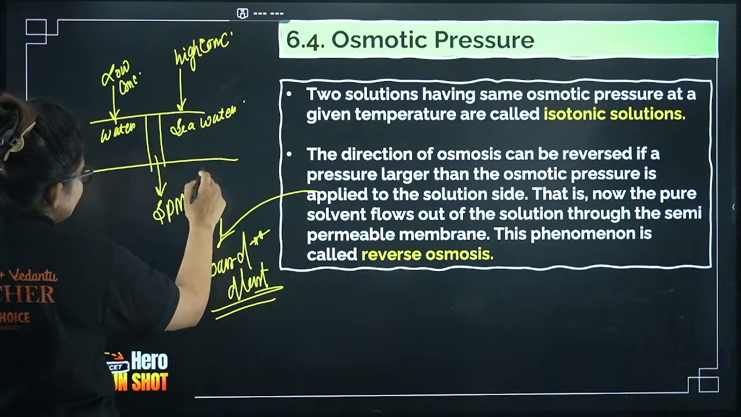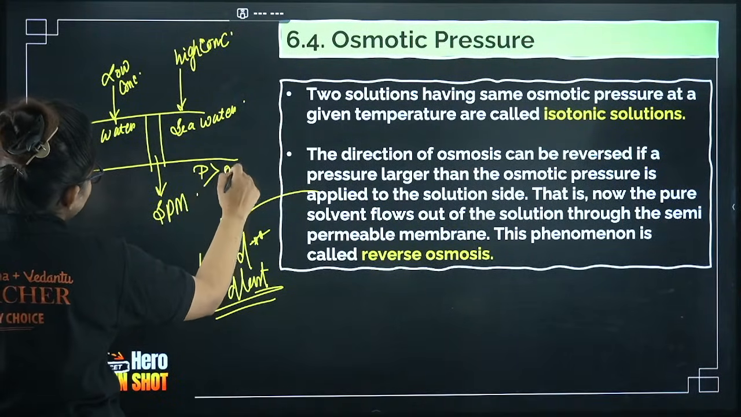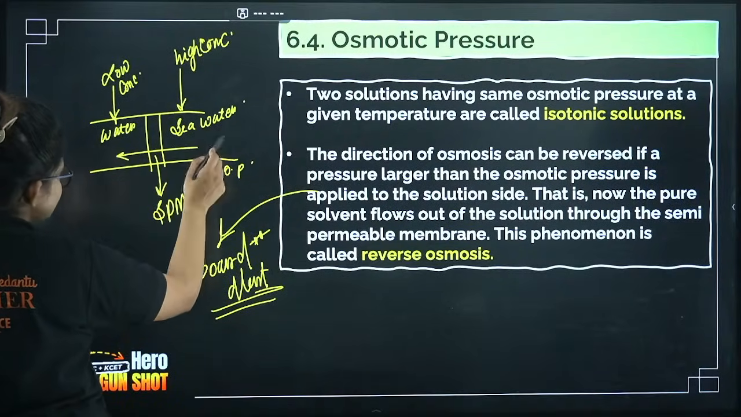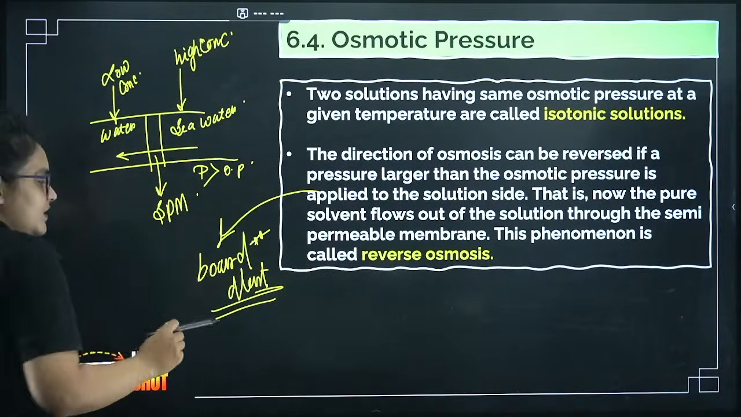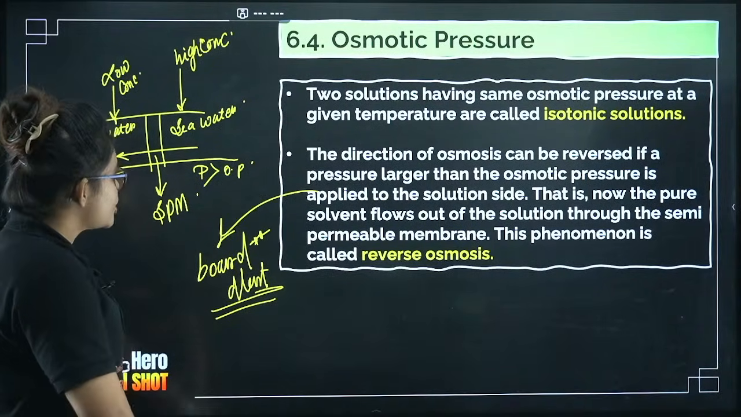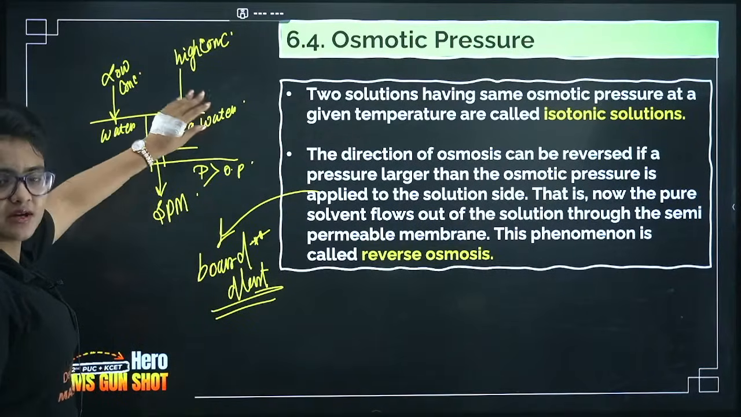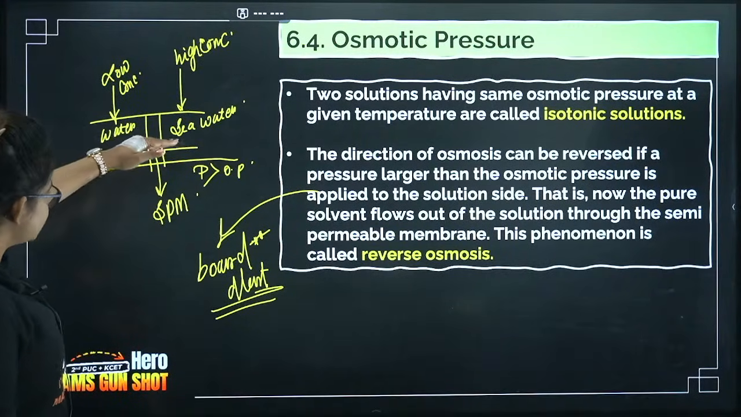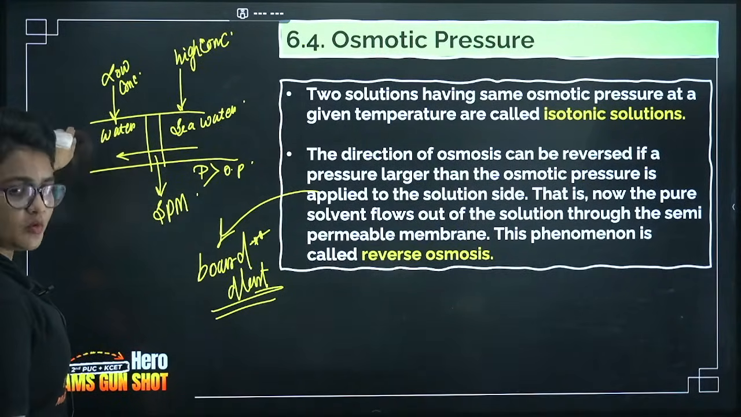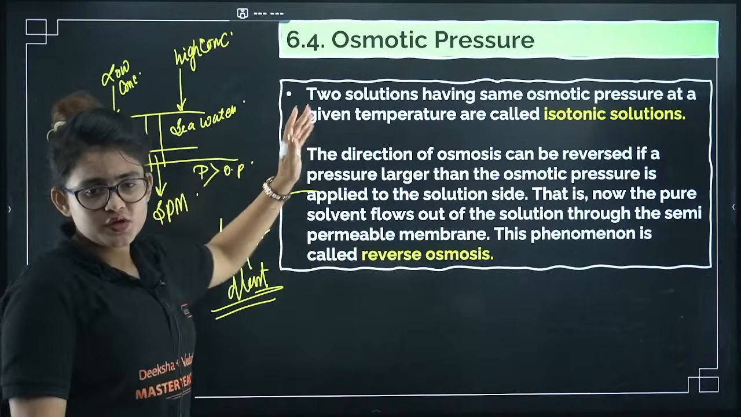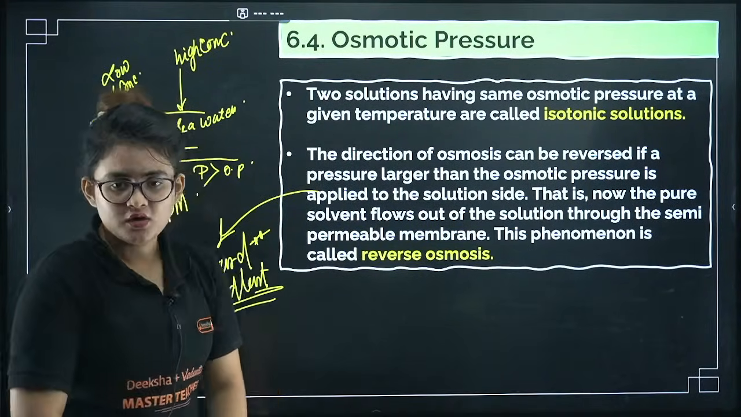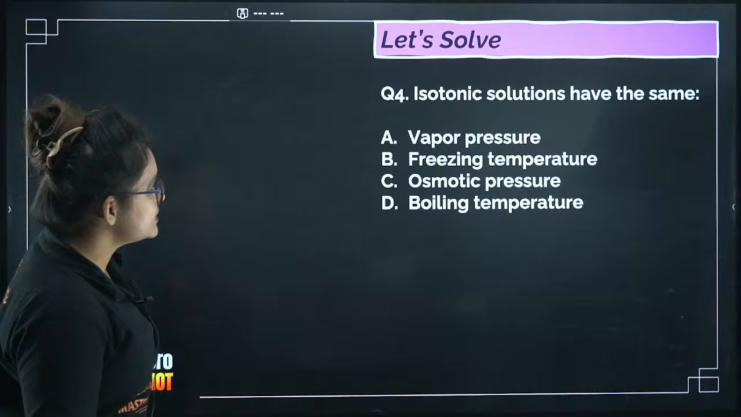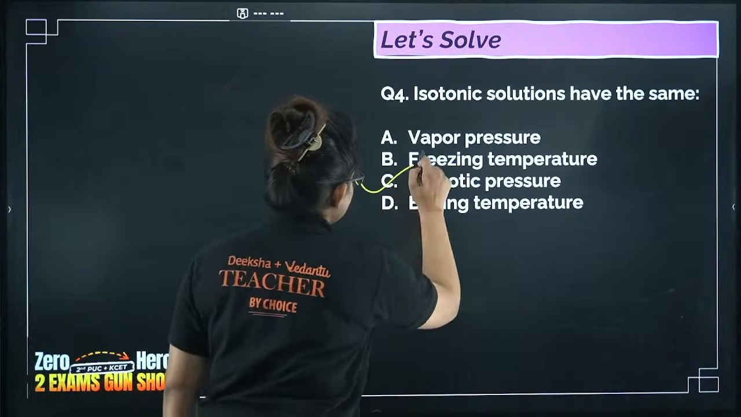Here I am giving pressure more than the osmotic pressure. Then the solvent will flow from the seawater zone to the water zone. The salt and other residue will be kept there only, and the solvent will pass through the semi-permeable membrane and come to the water portion, the low concentration zone. So this is how desalination can be done. Let's proceed further. First question: isotonic solutions have the same osmotic pressure, right?